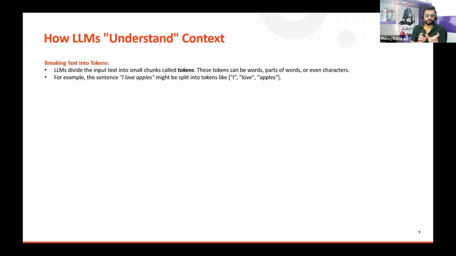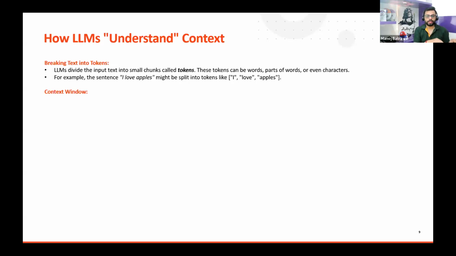Okay, you write a three-word sentence: I love apples. It divides all three words into tokens and gives a particular kind of numerical value, which we'll again see in vector databases, but just understand it breaks down your sentence. Then it will use a context window here. What does that mean? So this is actually a short-term memory.